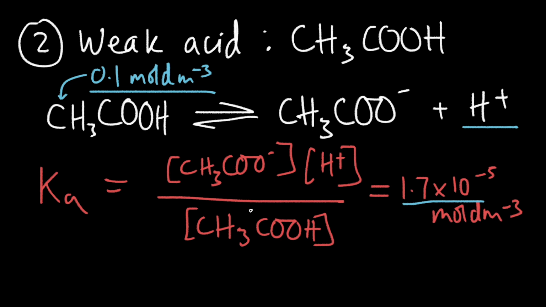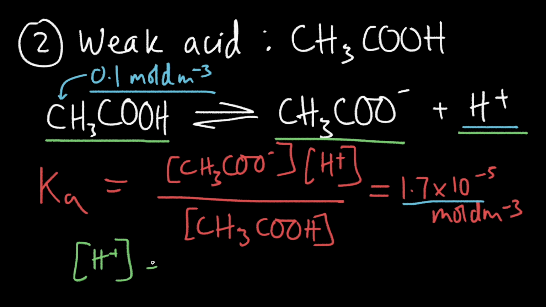Now we can use this value and our value for Ka to work out the concentration of H+ ions. Now you might notice we haven't been given a value for the CH3COO- anion. So what can we do about that? Well, for every H+ ion that you have, you're going to have one CH3COO- ion, because both come from the same molecule, CH3COOH. What this means is that you can say your H+ ion concentration is going to be the same as your CH3COO- concentration.